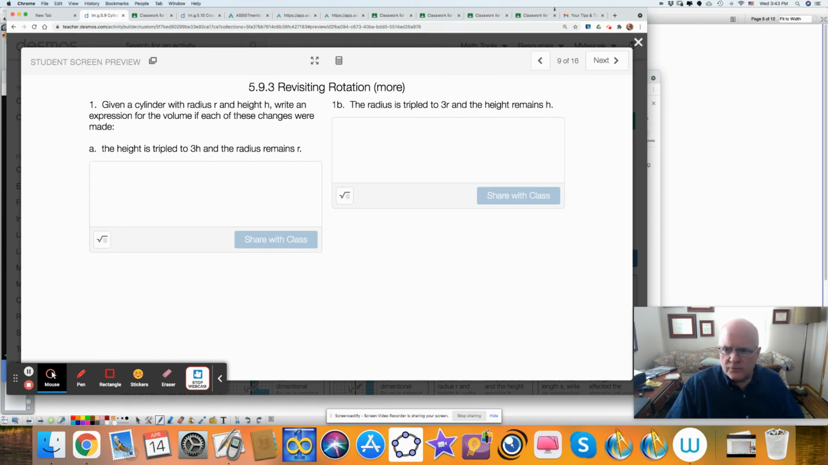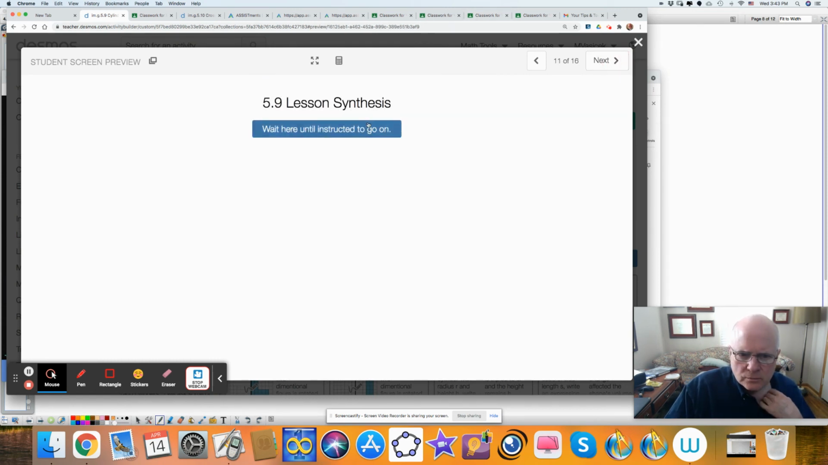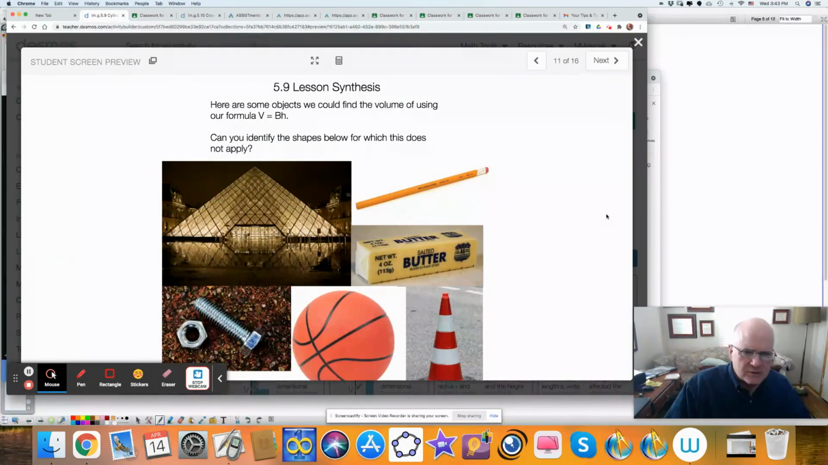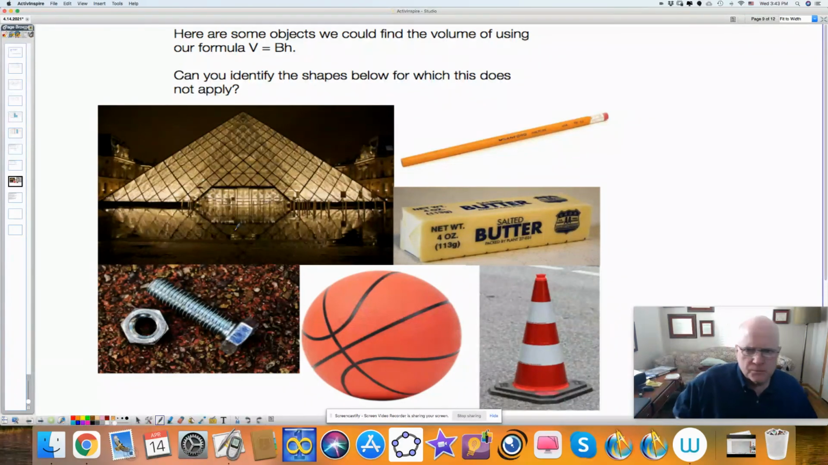Now, the last thing for us to do in this lesson, well, there are 2 more things to do. Here we have some objects, and I should do this on my whiteboard. I have some objects. Which one of these could you find the volume of using the formula volume is equal to the area of the base times the height? Of course, it would have to be a cylinder or a prism.